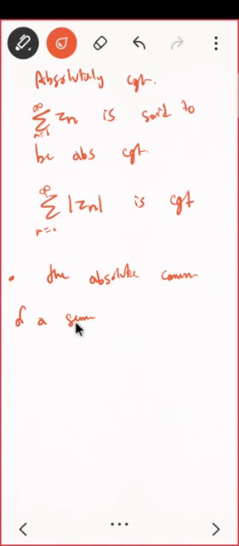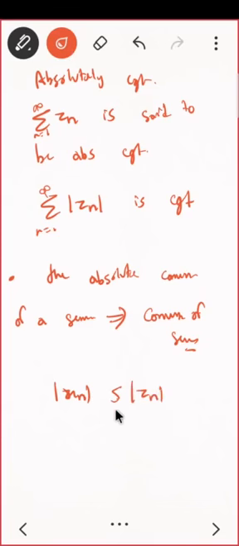Next, absolute convergence of a series implies convergence of series. Correct. And why is this so? Because you just have to take the mod. That's it. You say mod xn. What is mod xn? It will be square root of xn square. Mod xn is less than or equal to mod zn. Correct. And the same goes for yn. So each of your sequences converges. Just follow that. Same as your FYBSc.